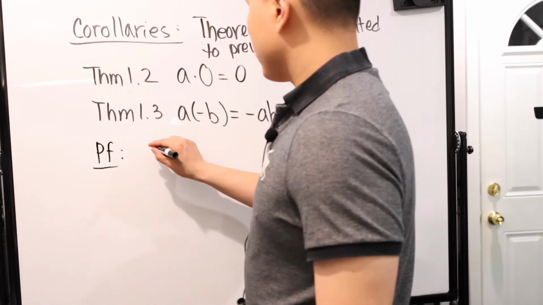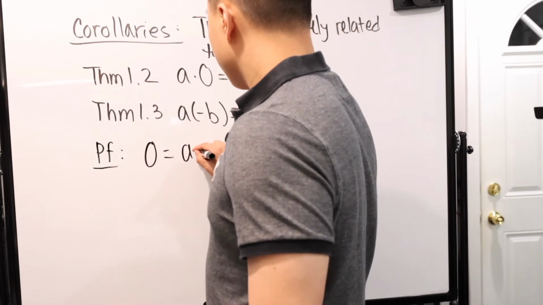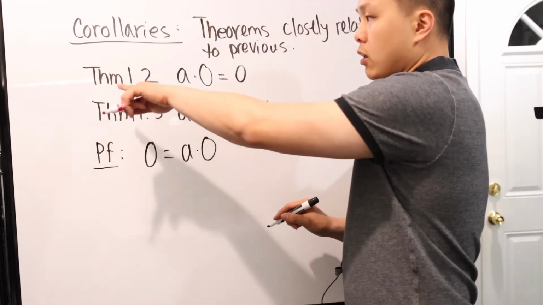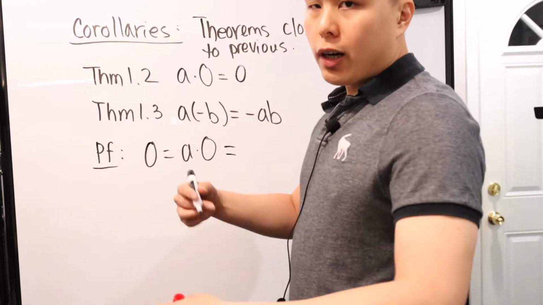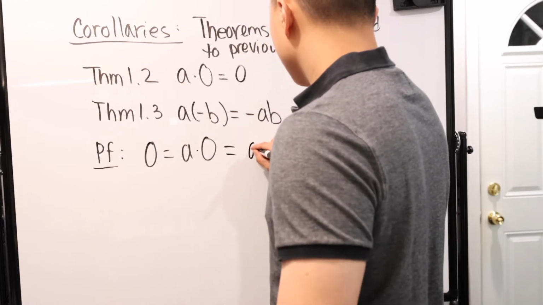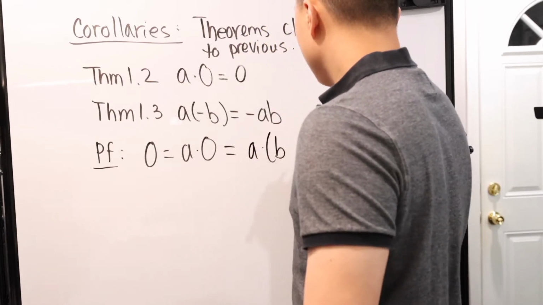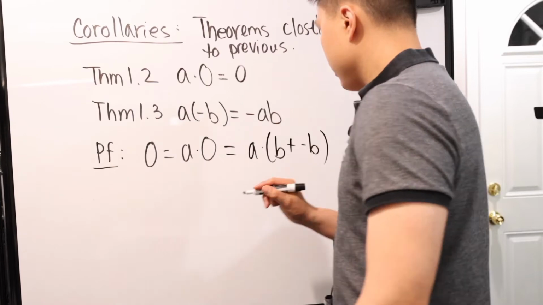First and foremost, we start off with 0. 0 equals a times 0. That is based on theorem 1.2, right? Well, based on axiom 6a, we can actually write a times b plus negative b.